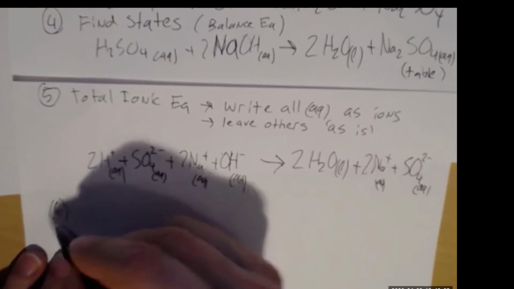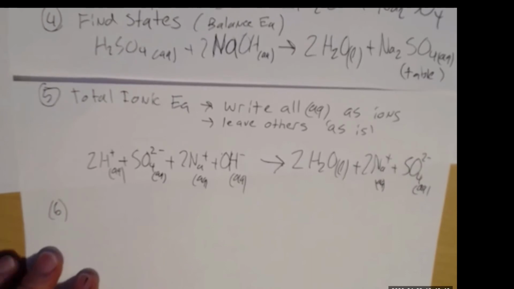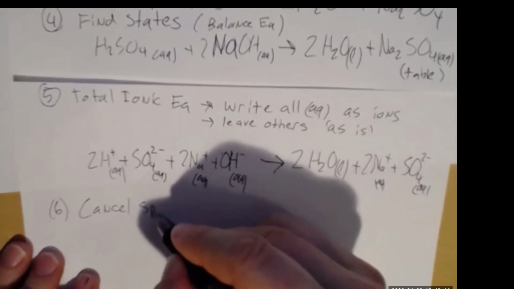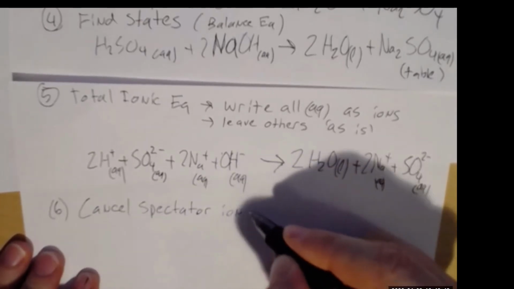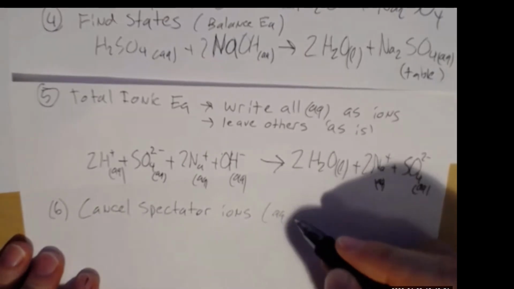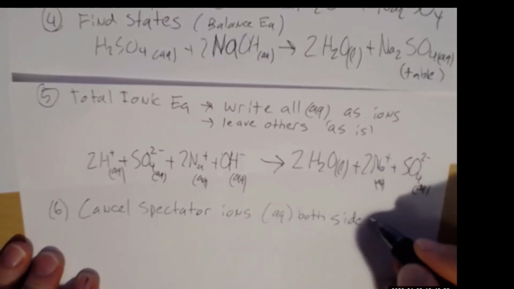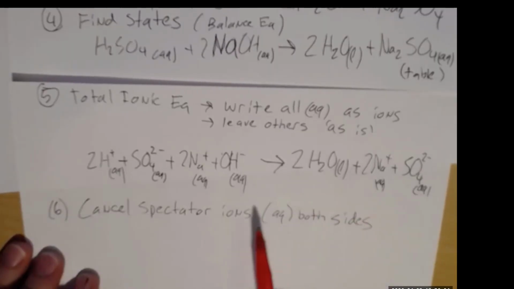Next step, usually to me, the total ionic is kind of a throughway to get to the net ionic, but let's cancel spectator ions, which are aqueous on both sides. What's aqueous on both sides? We might just keep the H2O. I'm going to keep the H2O, but what can I cross out?